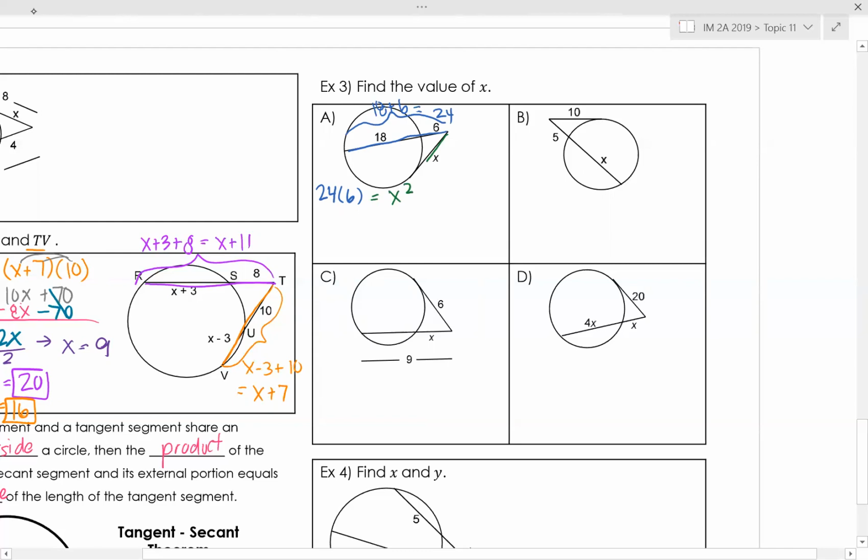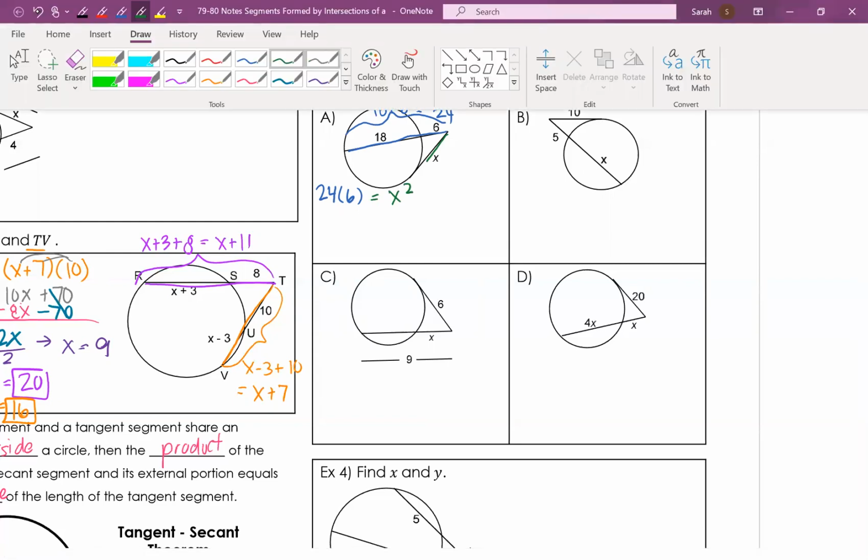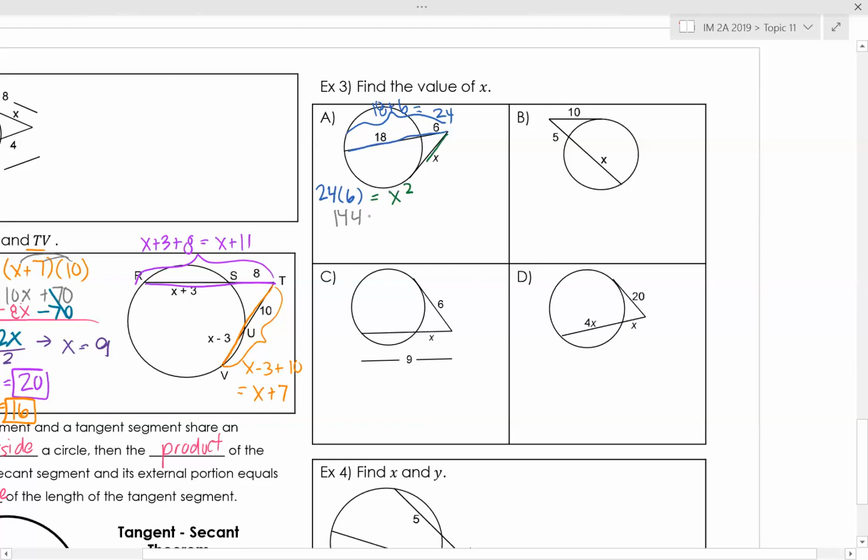Okay, so then 24 times 6 actually gives us 144. And so when I take the square root of this, normally when we take a square root, we write plus or minus. But remember that because this is the length of a line, I'm not going to use negative 12 as my answer. So it cannot be negative 12. It can only be positive 12 because it's the length. So I'm not writing plus or minus if I take a square root.